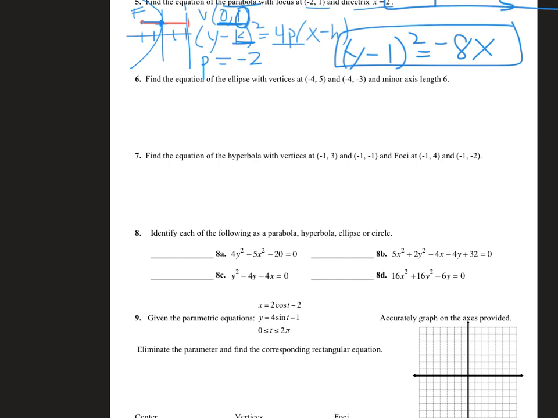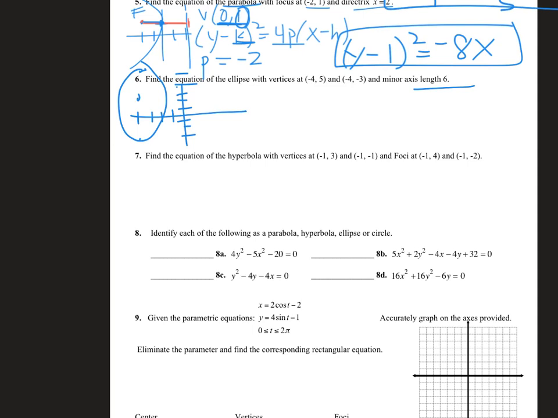All right, a couple more. Number 6, we need to find the equation of the ellipse with the vertices and the minor axis. They actually give you everything on this one. This one's not too bad. So let's go ahead and find out what our ellipse would look like. So we'd go -4, 5, and -4, -3. All right, and the minor axis has a length of 6, which is 3 in each direction.